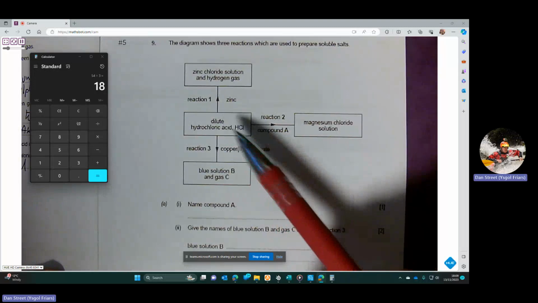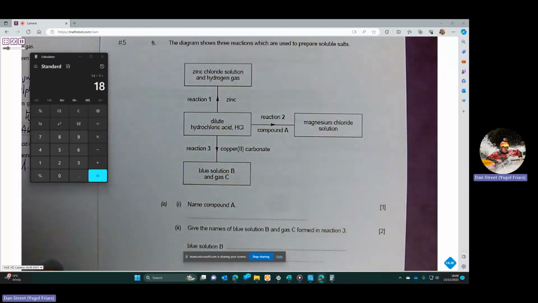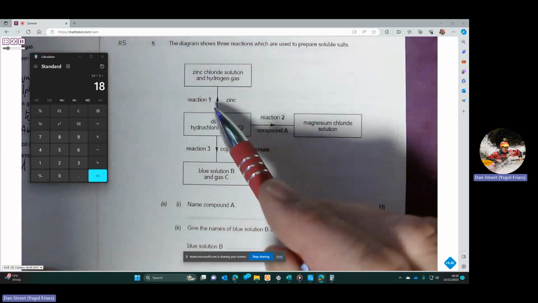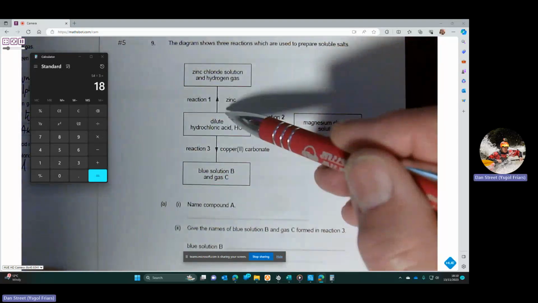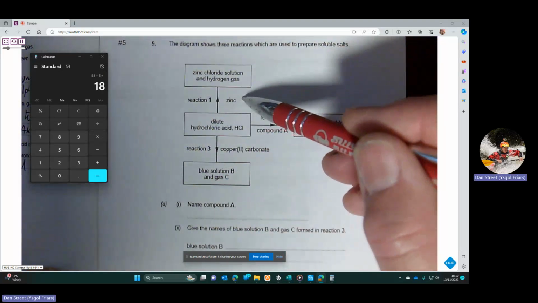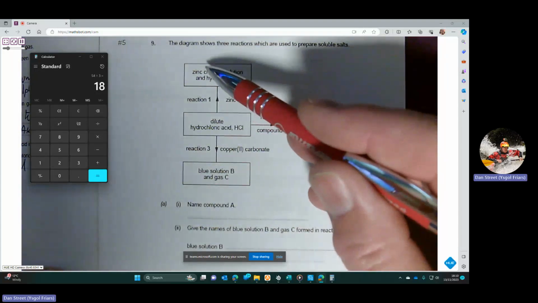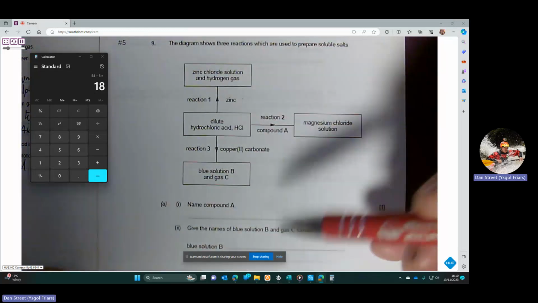In the middle, we've got dilute hydrochloric acid, and going from there, we've got 3 different possible reactions of hydrochloric acid. So reaction 1 is quite straightforward. We've got the metal zinc. Okay, so what you need to remember is if you react a metal with an acid, you always get a salt and hydrogen. In this instance, they give you the name of the salt and they tell you that you've got hydrogen, so that's quite straightforward.